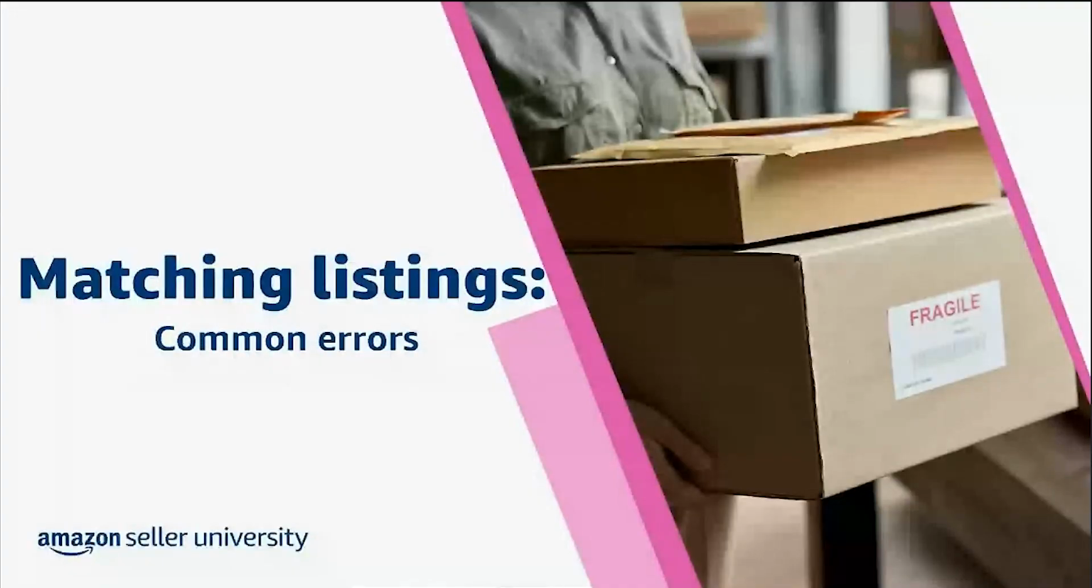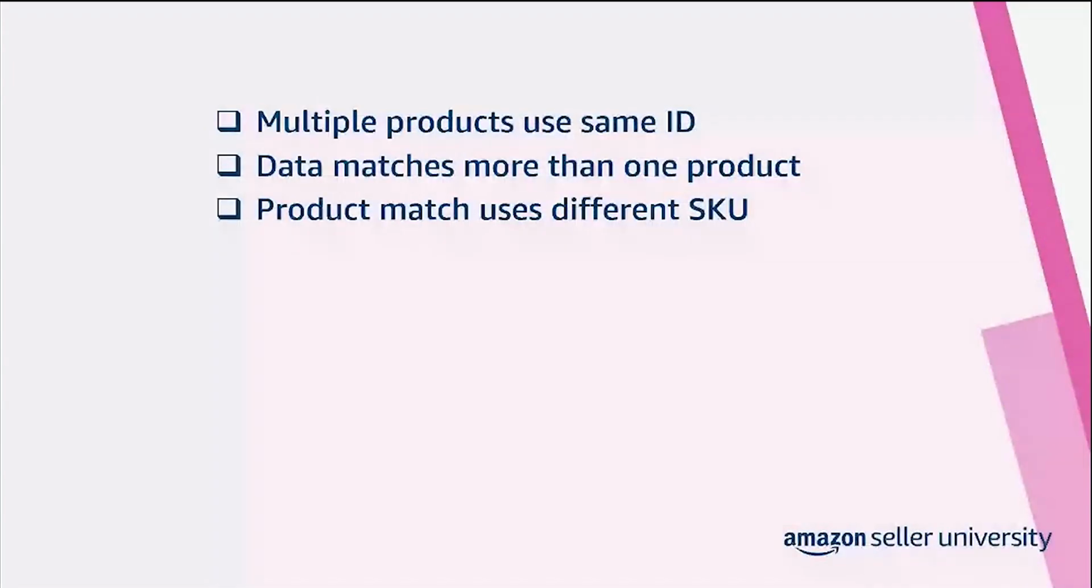So we'll go into common errors. There are some common errors that sellers may encounter when matching their listings. You may find that multiple products use the same product ID. When this happens, you'll need to contact Amazon to help us determine which ID your product should be matched to. Errors can also be caused when your product's data, like manufacturer, condition type, or part number, matches more than one product. You'll need to enter more specific product information when this happens.